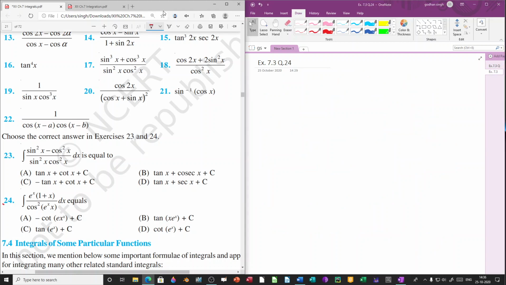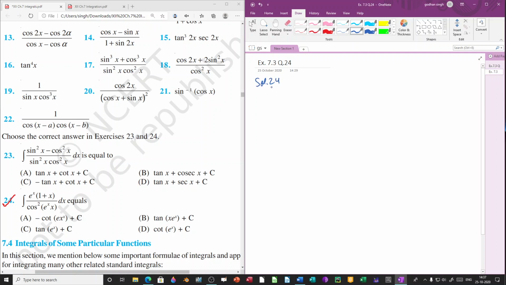Exercise 7.3, question number 24. Solving question number 24. Solution 24. I equal to the integration of e raised to x into 1 plus x dx over cos square e raised to x into x. So we can easily see that if we take e raised to x into x as t, we will be getting the differentiation of that as dt.